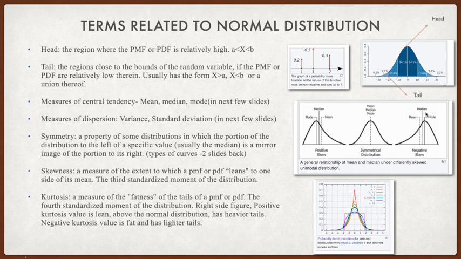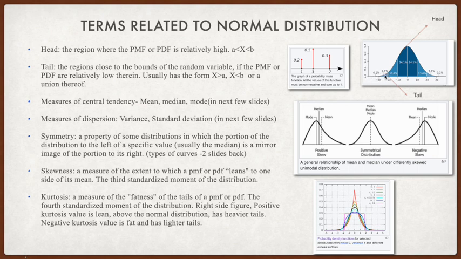And so that's how those are the heads, depending on the skewness of the curve. And the tail is going to be close to the bounds of the random variable. Bounds means near the end of the random variable, where the random variable is going to end approximately. So, upper bound and lower bound.